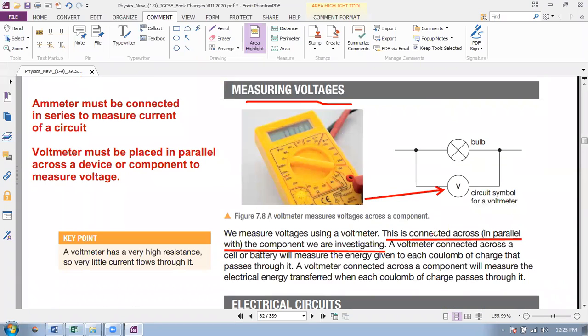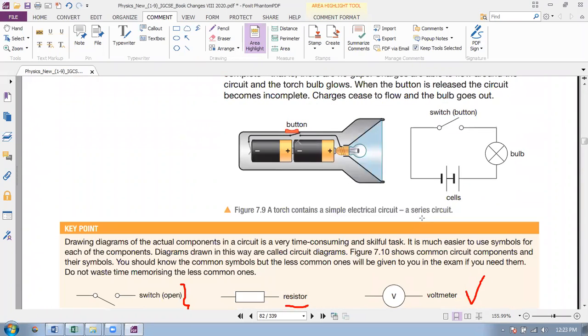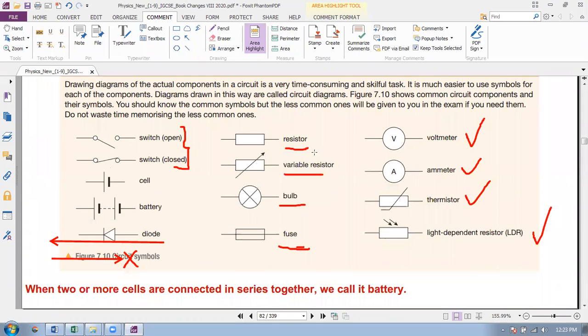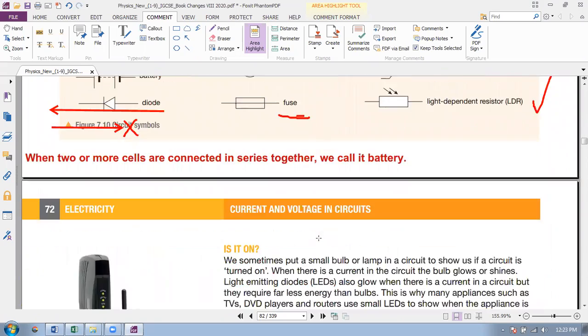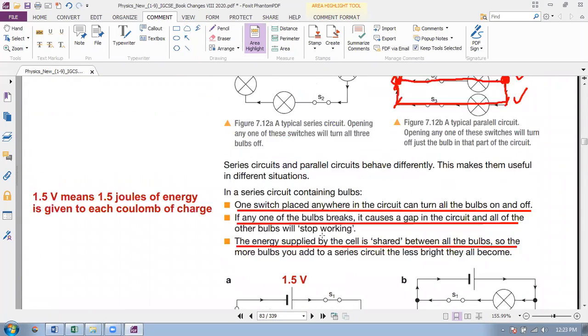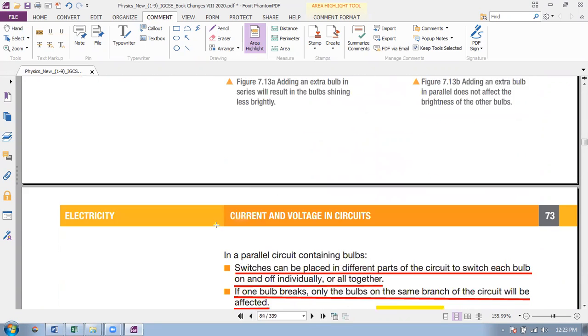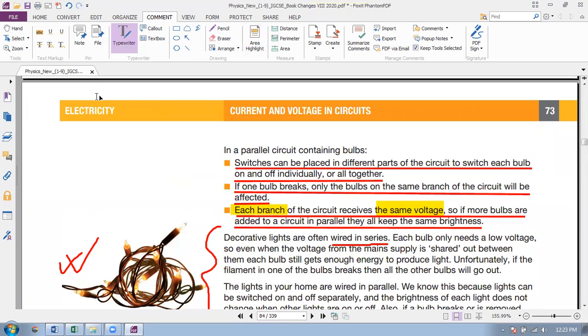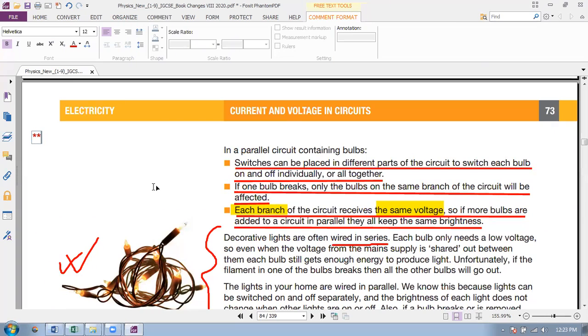Then we learned the voltmeter, which must be connected in parallel across a component. We learned the ammeter, which is connected in series in the series circuit. We learned different components and their symbols. We learned the series circuit, we learned the parallel circuit, and we got some points by which we can differentiate them. Now we can write the differences between series and parallel circuit. This is also important, so students must make a note by themselves using these points.